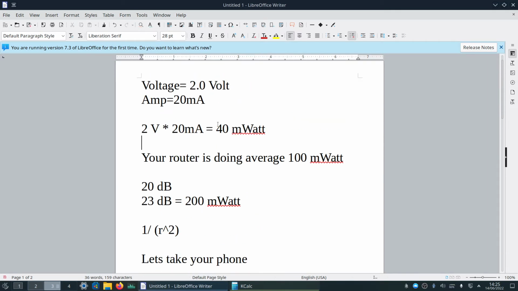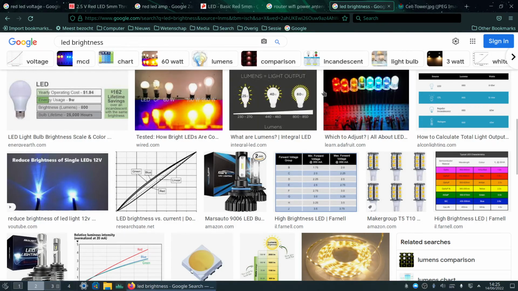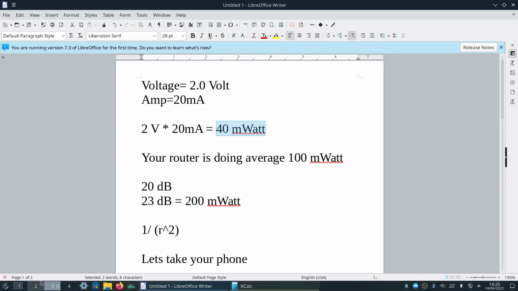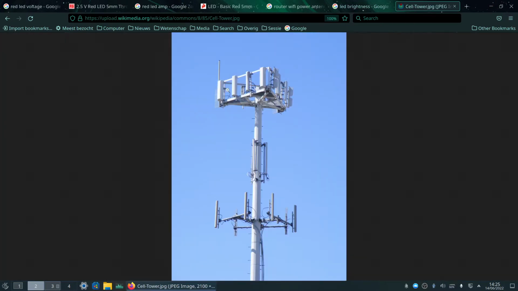You can look into a 40 milliwatt LED. That is this one. But if you come closer to the LED, it might be a little uncomfortable. So I do not recommend staring into an LED, but you do not have to fear it. It will not harm you. But if you go to a cell tower, before maintenance they shut them down.